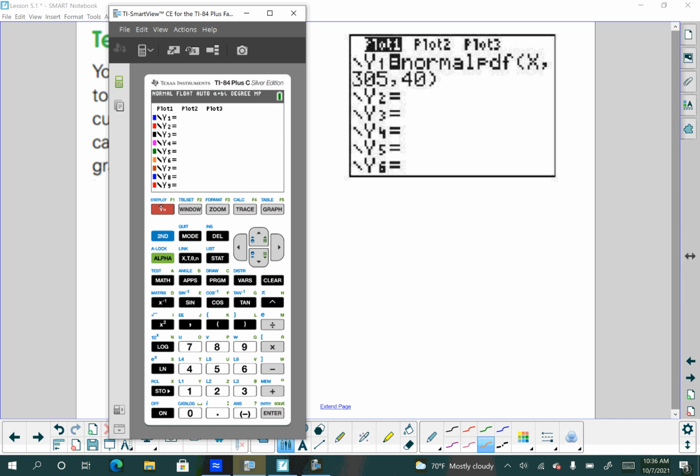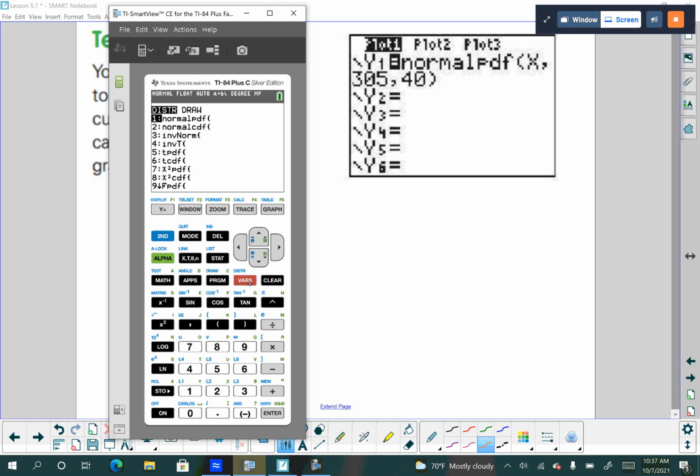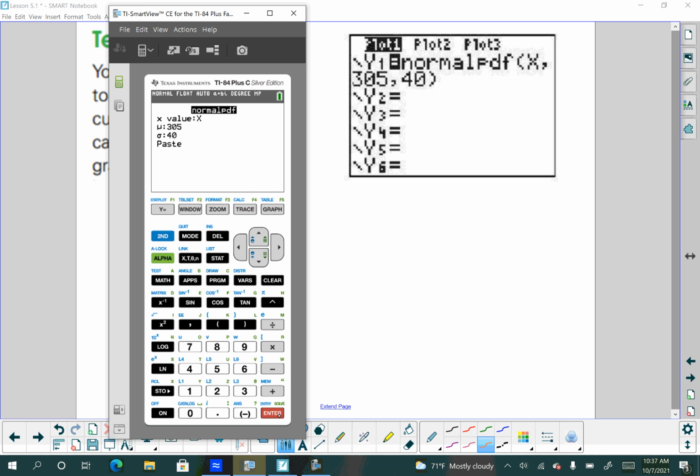Okay, to get normal PDF, probability density function, remember I said you were going to see that. That's in the distribution menu, which is above the word vars. It's on that button. Okay, so we're going to hit second vars and then select normal PDF. Now, if you have the newer version of the calculator, which I'm guessing most of you do, it'll look like this. If not, you're just going to have to type the commas in with the information between them.